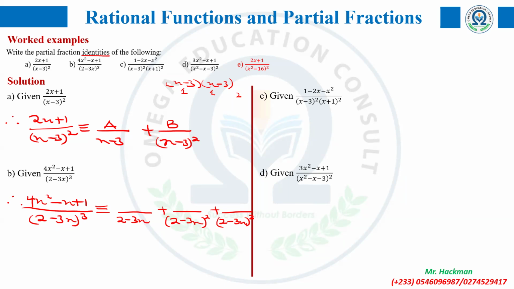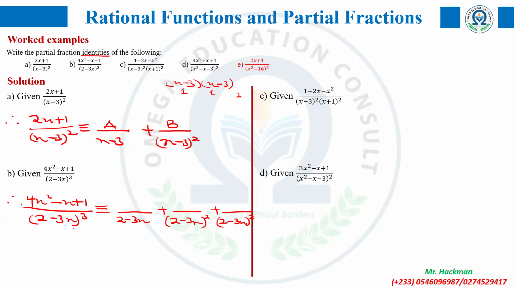Your repeated factor, what is its nature? Cubic. Oh no, your repeated factor. Which factor is being repeated? What is the repeated factor in this denominator? Your factor 2 minus 3x. Your factor is 2 minus 3x and it's repeated 3 times.